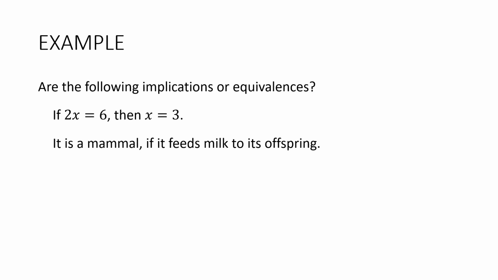How about this one? It is a mammal if it feeds milk to its offspring. Now that's part of the definition of being a mammal, so that's a true statement. Let's look at the converse. If it feeds milk to its offspring, then it is a mammal. Now that's actually not true because there are some non-mammal animals like spiders that do secrete milk for their offspring. So this one is an implication, not an equivalence.